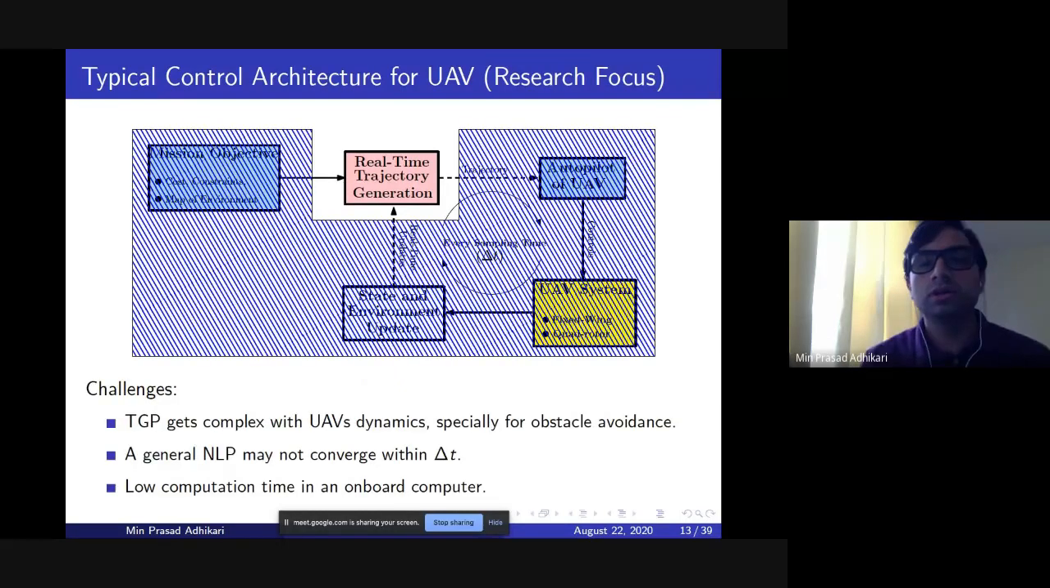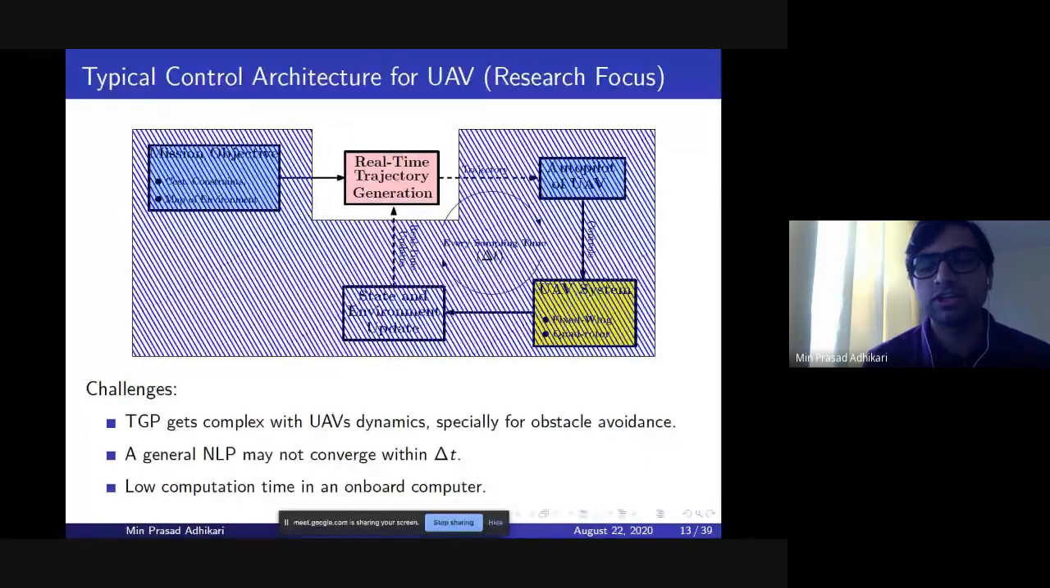So overall, my main research focus was on this block, the real-time trajectory generation block. If we could just figure out how to solve this quickly, then all of these blocks will be meaningful, right? And one more thing is that this trajectory generation problem gets complex with the UAV's dynamics, and if you have more obstacles, there is more complexity and more numerical computation to do.